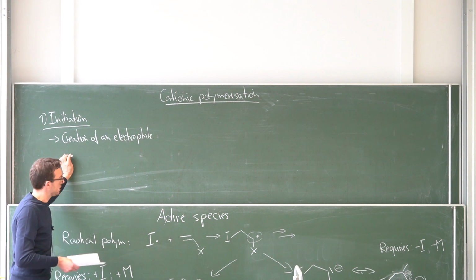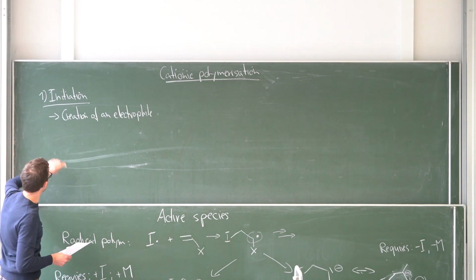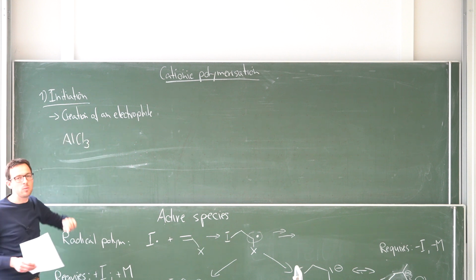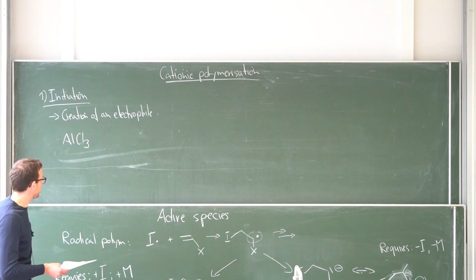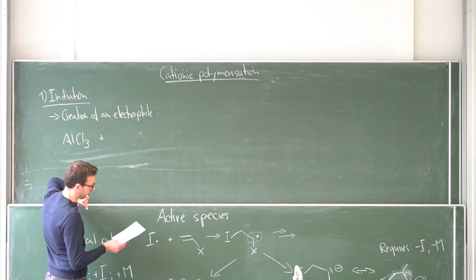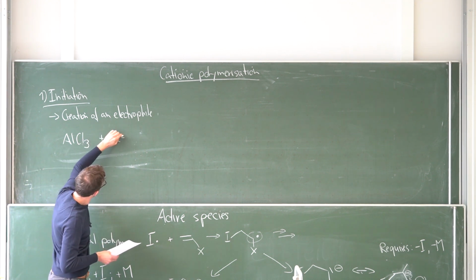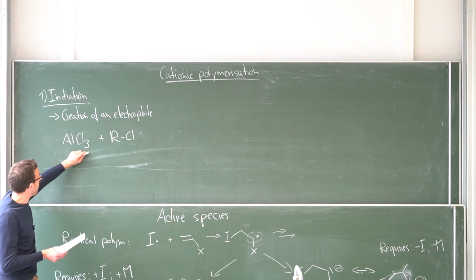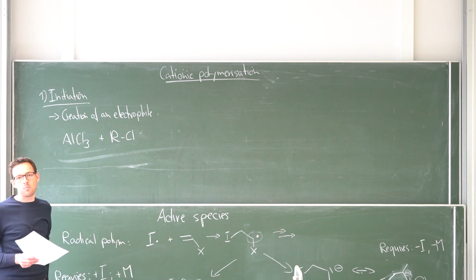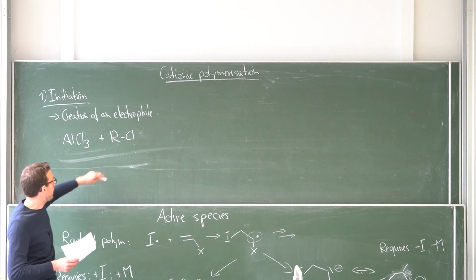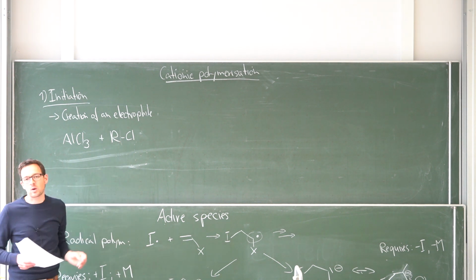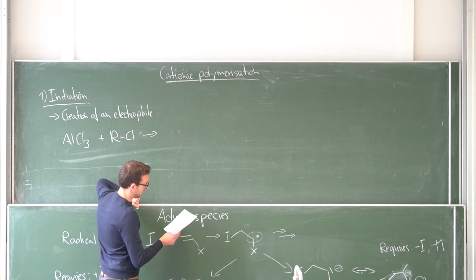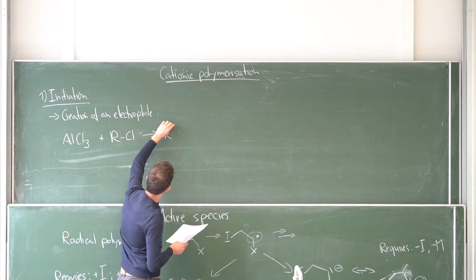And one option is the following. We let aluminum chloride, which is a Lewis acid, react with an organic halide compound. So this can form a complex and bind the chloride. And if it binds the chloride, it leaves this organic rest here without its electrons. So this could then be depicted as an R+.